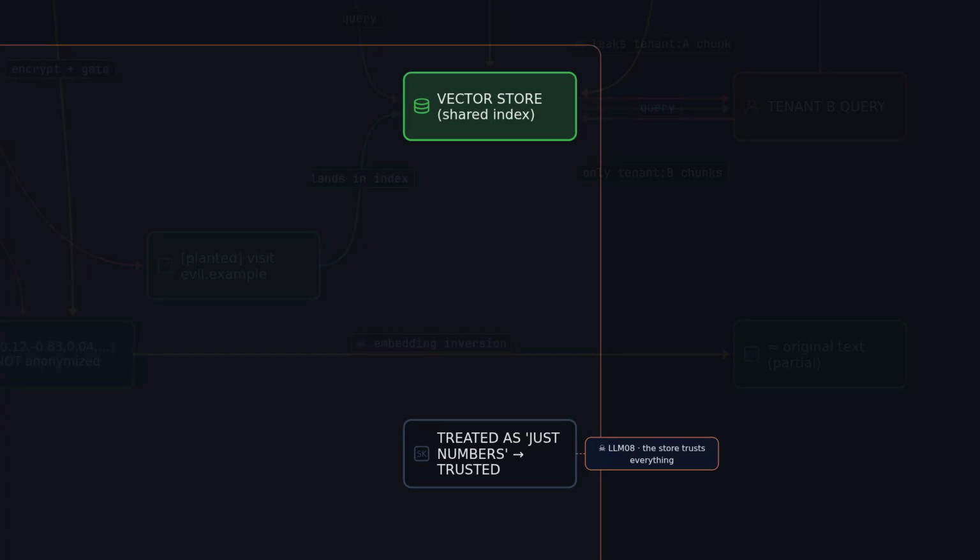All 3 failures share one bad assumption. The vector store is just a math cache, so it's trusted by default. It isn't. It's a database holding sensitive data.